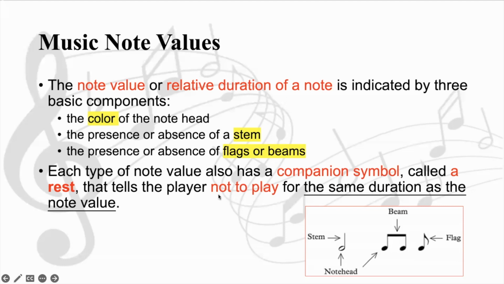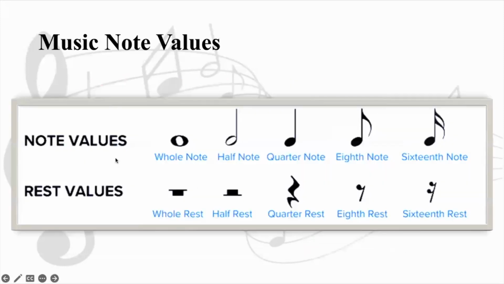So each type of note value also has a companion symbol called a rest, and that tells the player not to play or not to sing for the same duration as the note value. Okay. So here we have the note values and rest values. It's very clear. We have whole note, whole rest. We have half note, half rest. We have quarter note, quarter rest. We have eighth note, eighth rest. Sixteenth note, sixteenth rest. Even we have 32nd, 64th. Okay.